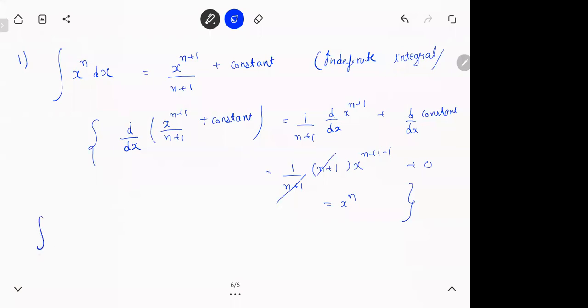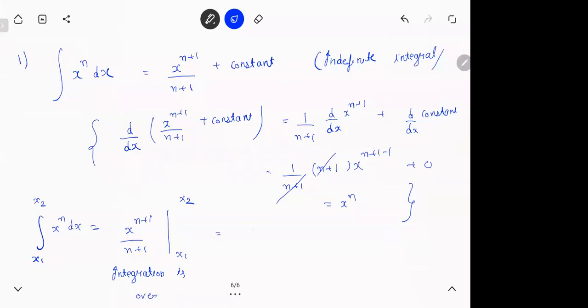Now here, suppose I give you limits x1 to x2. Don't worry about it. I'll give you 2-3 examples so you'll get an understanding. The meaning of this is find the area under the curve from x1 to x2. So this is written as x power n plus 1 by n plus 1 from x1 to x2. The moment you write this thing, integration is over.